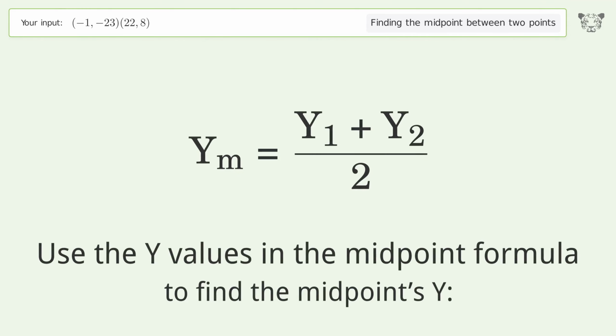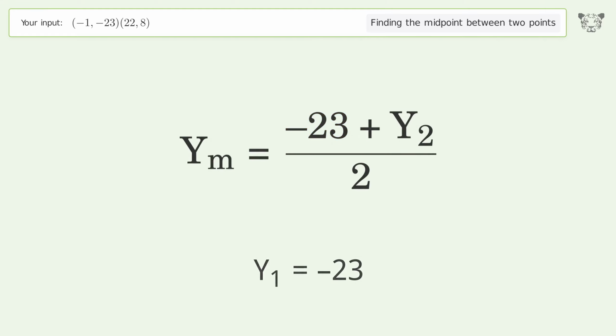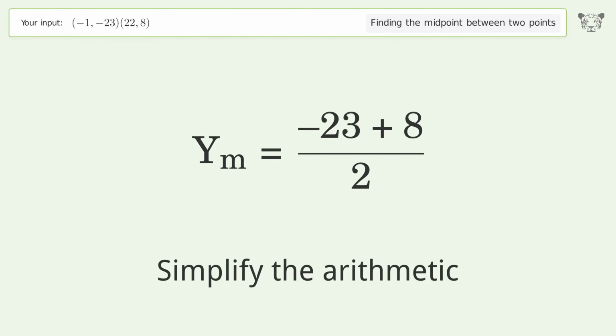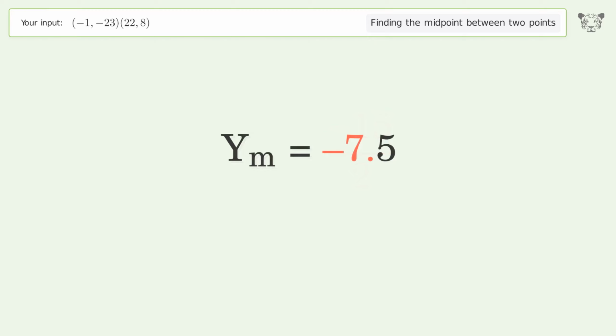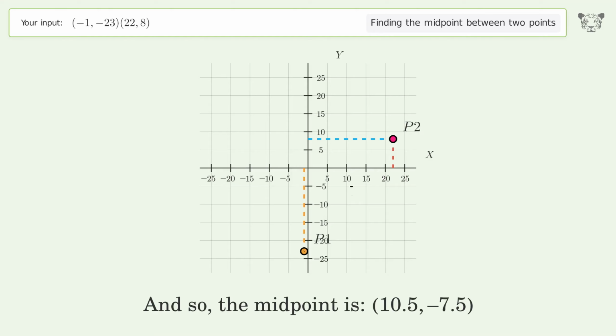Use the y values in the midpoint formula to find the midpoint's y. y1 equals negative 23. y2 equals 8. Simplify the arithmetic. And so, the midpoint is 10.5, negative 7.5.